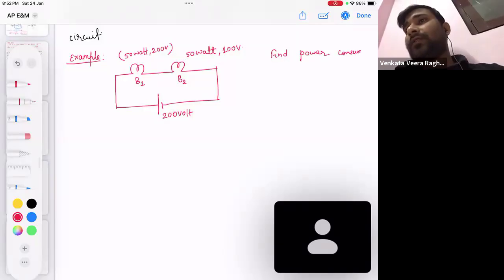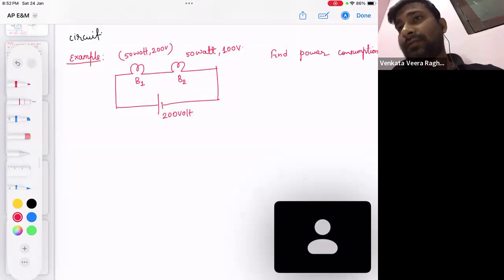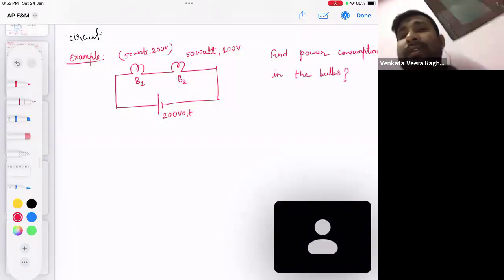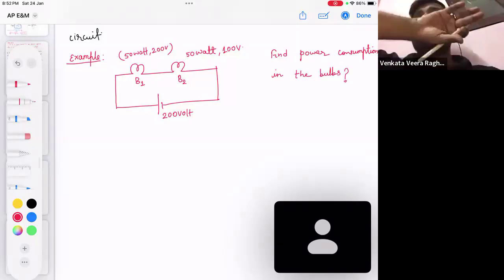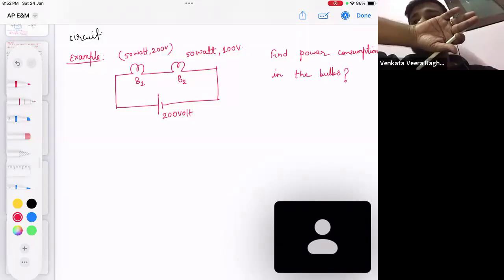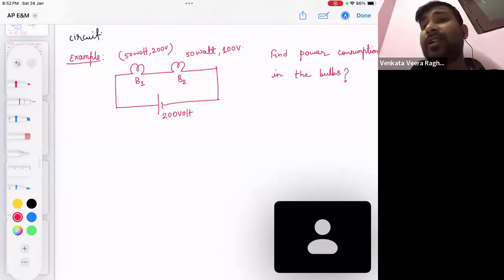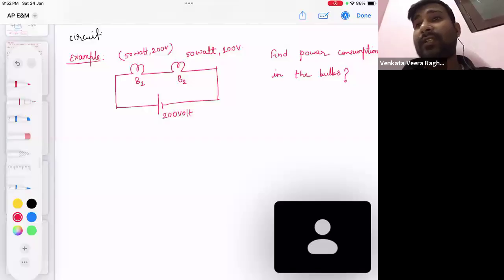Find the power consumption in the bulbs. Okay, tell me, what is the power consumption in bulb 1 and bulb 2? Will you say that, sir, power in bulb 1 is 50 watts, power in bulb 2 is 50 watts, because that is what is given? No. Why not?